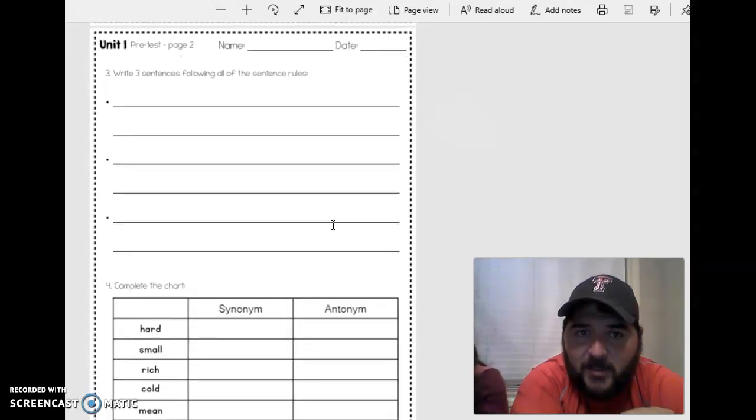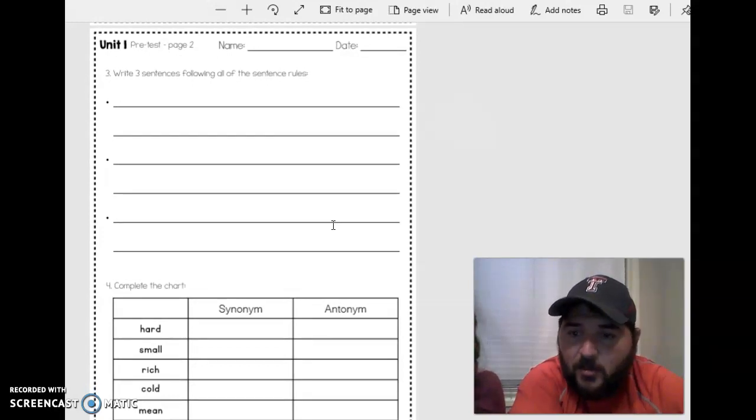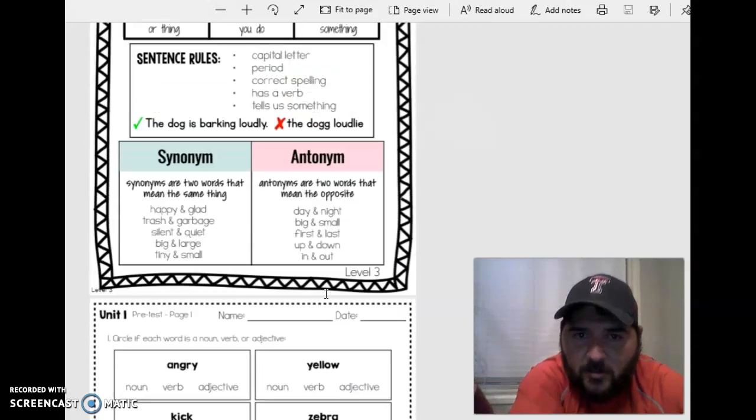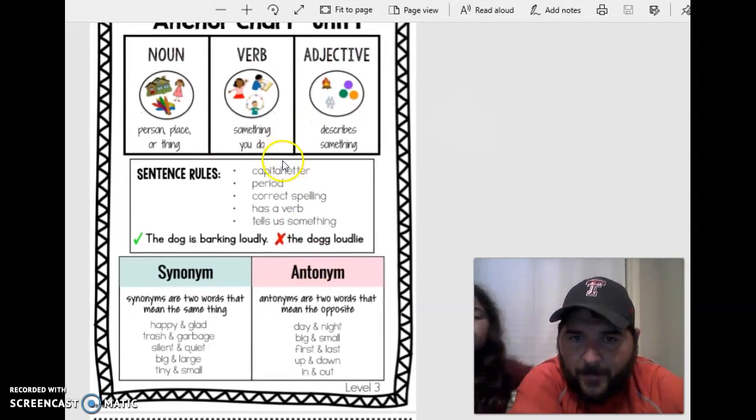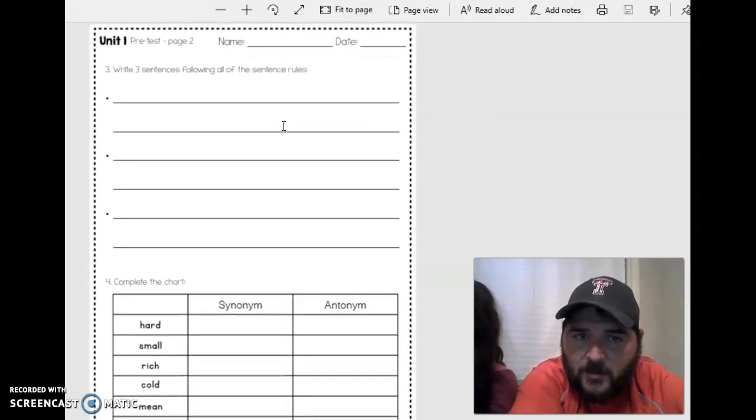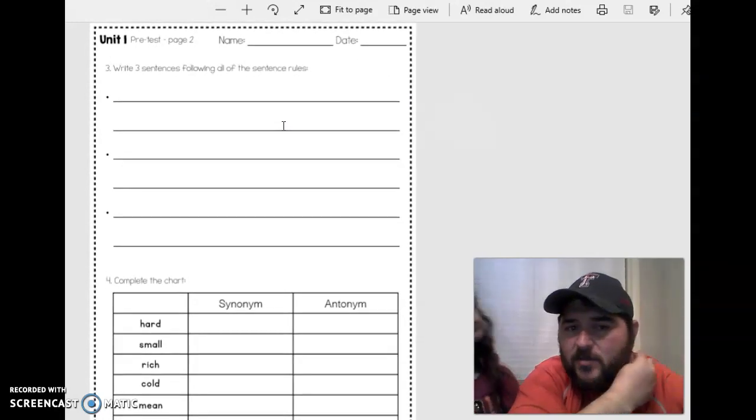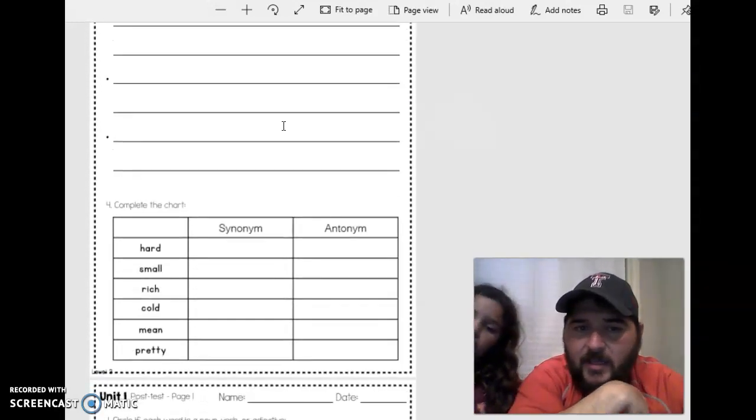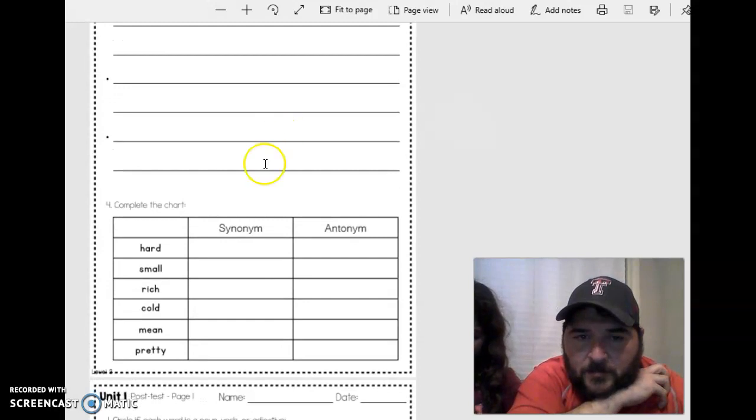On page 2 of the pretest, we're going to write 3 sentences following the sentence rules. They can use the anchor chart on this. So if we go back to the anchor chart, sentence rules are capital letter, period, correct spelling, has a verb, and tells us something. So we're going to write 3 sentences, fill in those blanks right there, and then we're going to complete the chart.